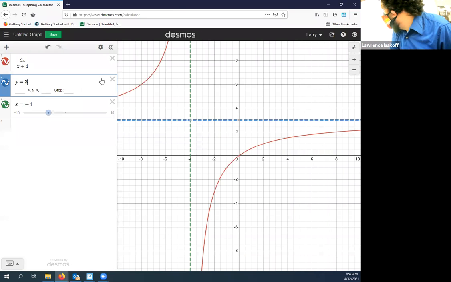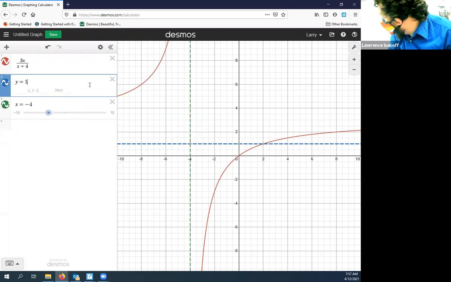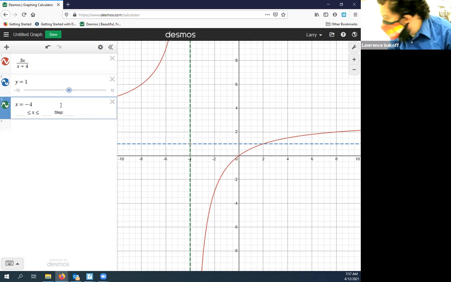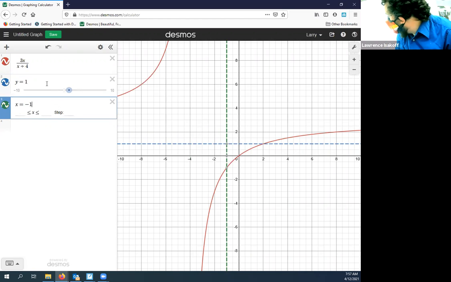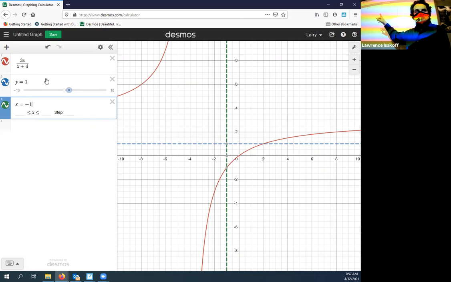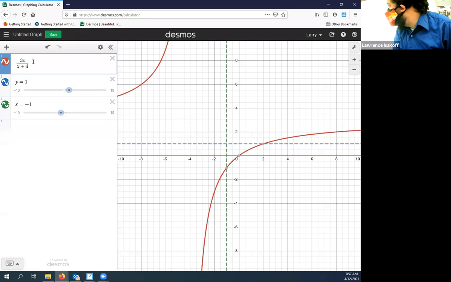Okay, so I'm gonna delete these out for now. Actually, no, I'm just gonna change them to what they are because I'm gonna need to put them in anyway. So that's y equals 1 and x equals -1. So we can see these two asymptotes are clearly wrong for the previous graph. So let's get this edited to be the correct graph.